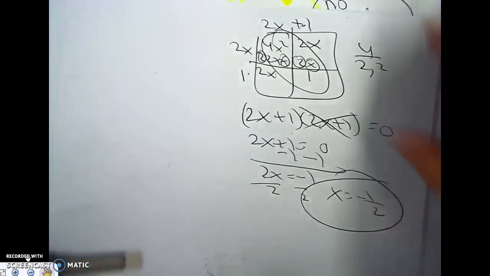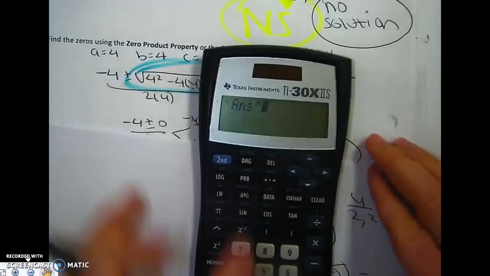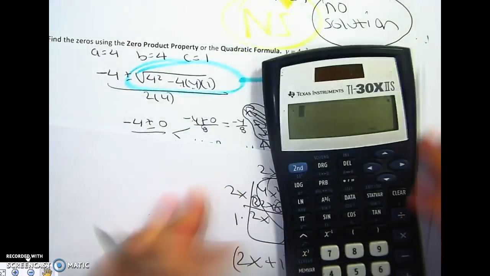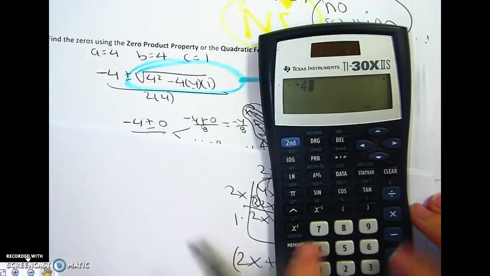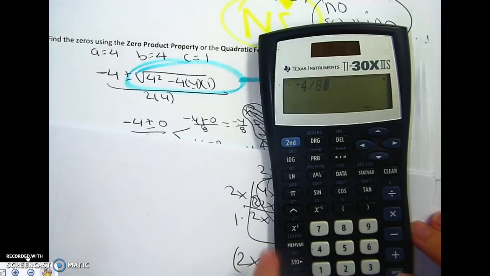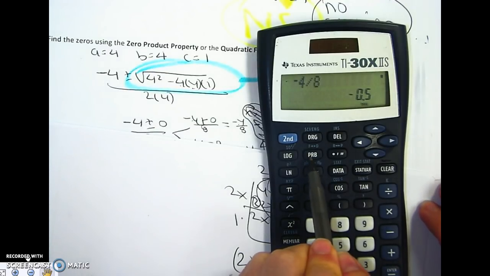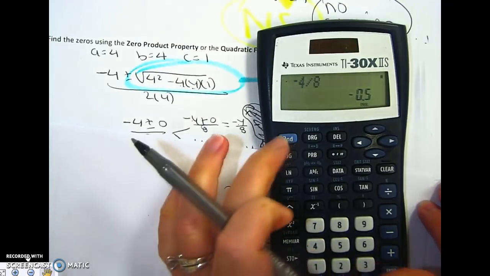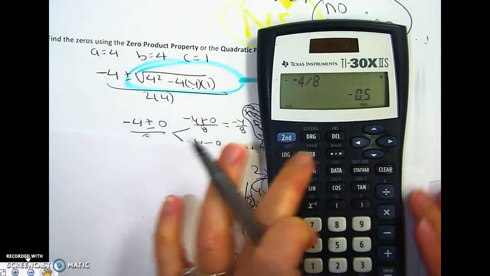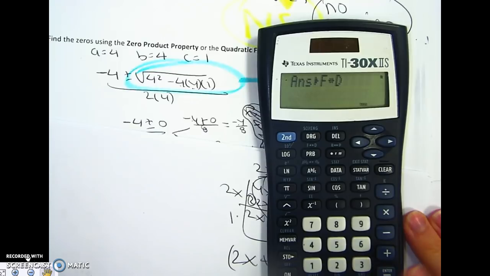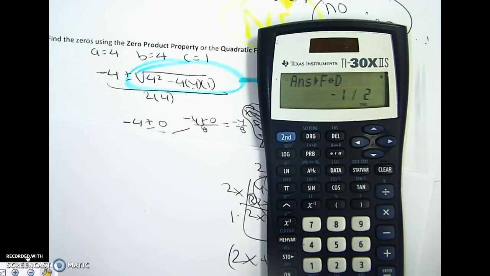Now, what if you do the quadratic formula and you get a decimal? If you came over here and went negative 4 divided by 8, and you get a decimal, I'm going to mark that wrong. So here's how you get out of it. There's this button right here, and it says PRB. It's going to change it to a fraction. So if you go second PRB, it changes it to a fraction.